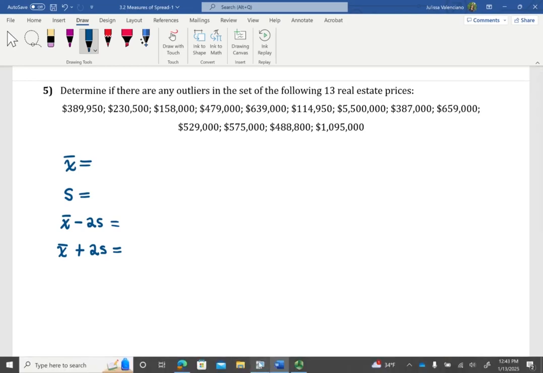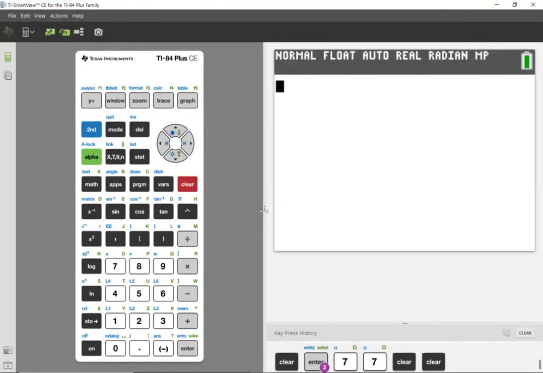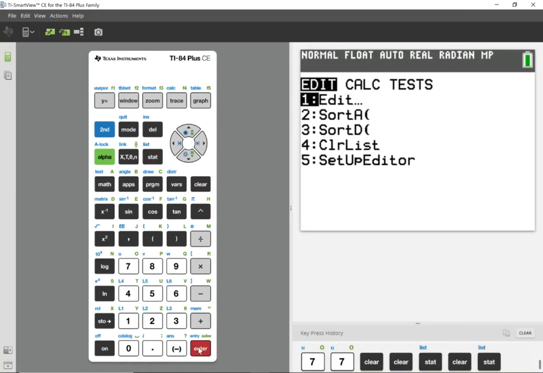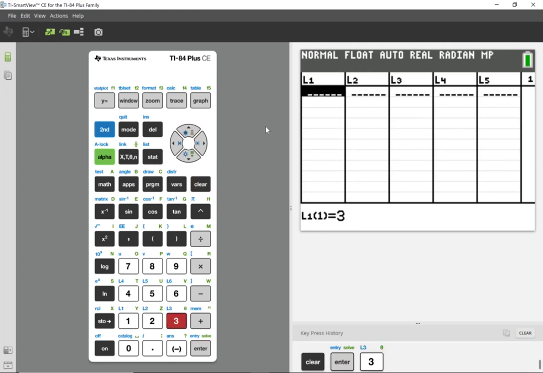I'm going to show you how to use technology to find X bar and S. We're not going to do this by hand. We're going to do it using technology. Using a TI-84 calculator, we first need to enter the data values. Now I'm going to enter all the data values under L1. Our first data value is 389,950. Enter the value and then press enter. Go ahead and do this on your own. Enter all 13 real estate prices.